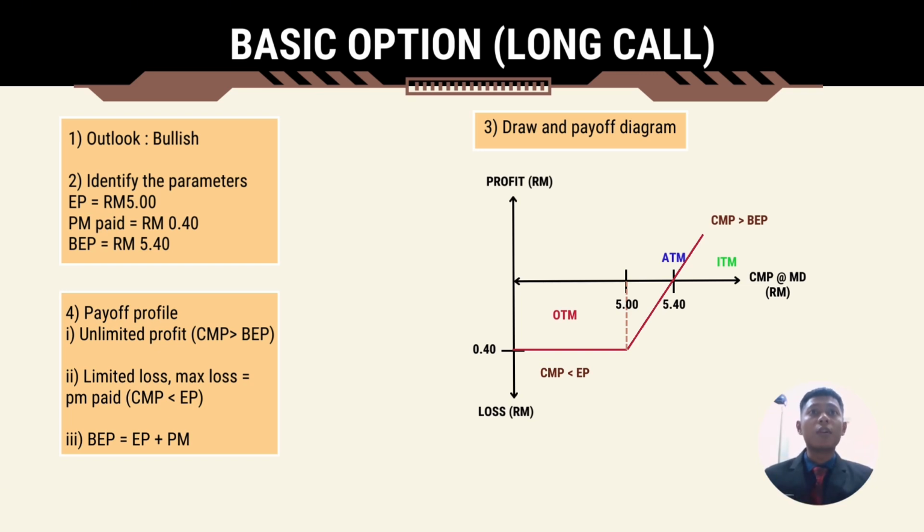After we find the parameters, we have to draw the payoff diagram. This is the payoff diagram, and then we go to the fourth step, which is the payoff profile. From this diagram, we can see the profit is unlimited when the CMP is more than BEP, the break-even point. For the loss, it is limited, and the maximum loss is the premium paid, 40 cents, when the CMP is less than EP. We can conclude that the BEP is equal to EP plus premium paid.